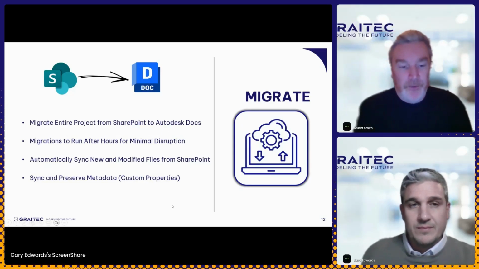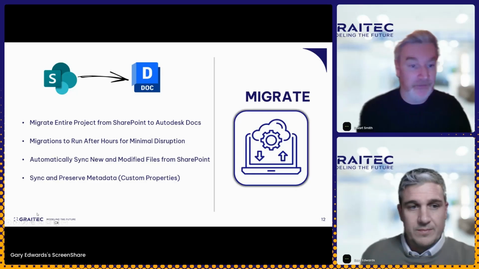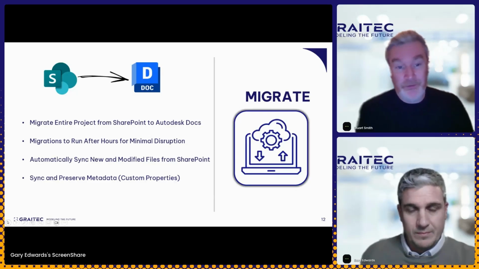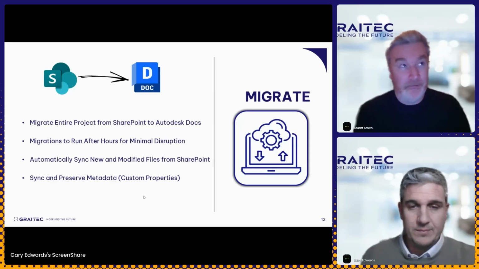So we're going to go through two use cases framed around what Gary mentioned in the previous slides. In this first example, we want to migrate an entire project from SharePoint to Autodesk Docs. We want to run that migration after hours to minimize disruption. We also want to be able to sync any new or modified files that are being created within SharePoint.